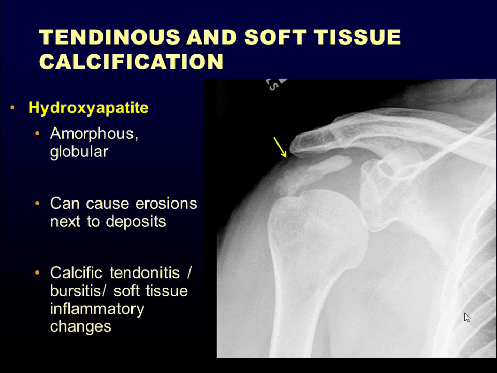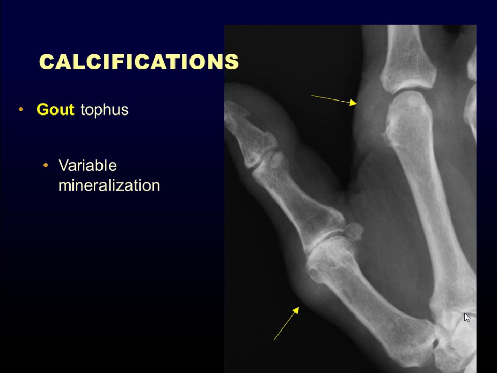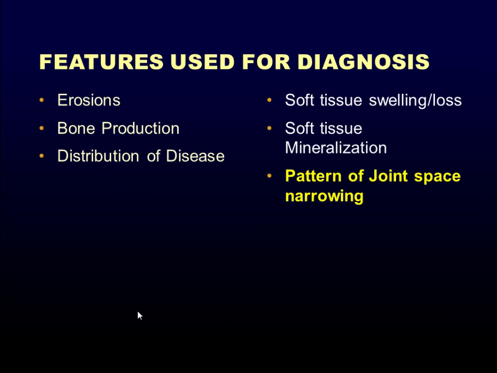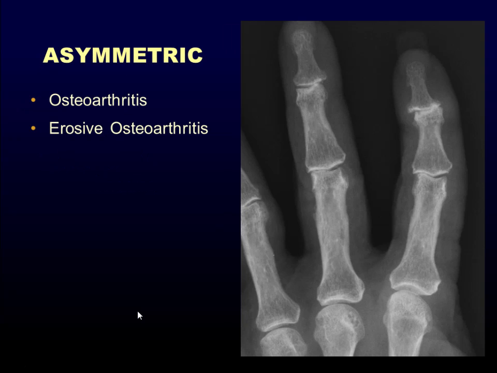Another pattern that we may see is these globular amorphous blobs of mineralization, here in a rotator cuff tendon, pretty classic for hydroxyapatite deposition. Occasionally, these lumpy, bumpy depositions, especially gout tophus, may have varying degrees of calcification within it that can increase the density. The other pattern that I'm going to look for is how the joint space is narrowing.